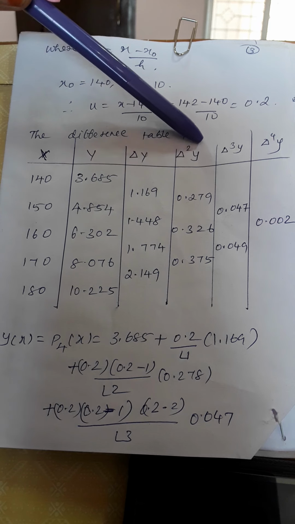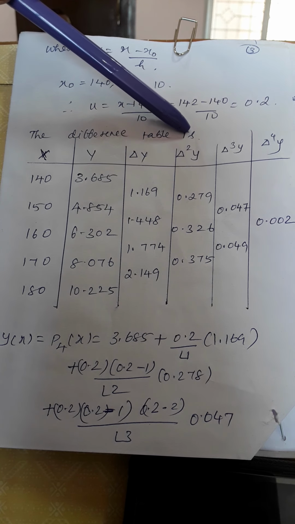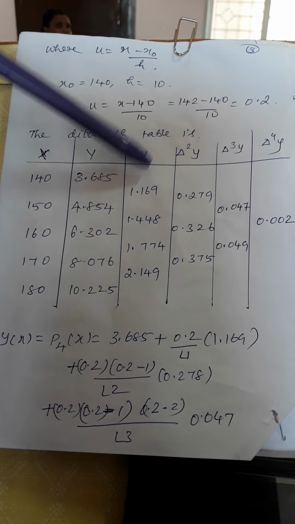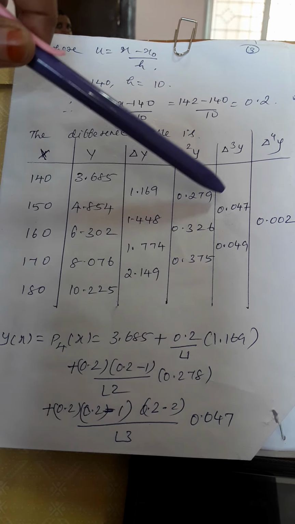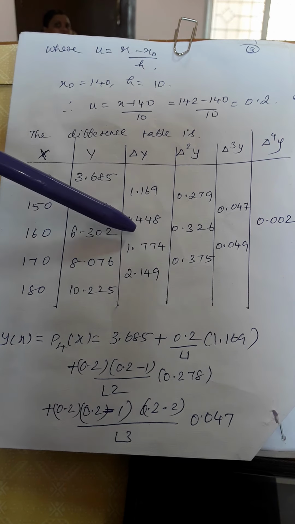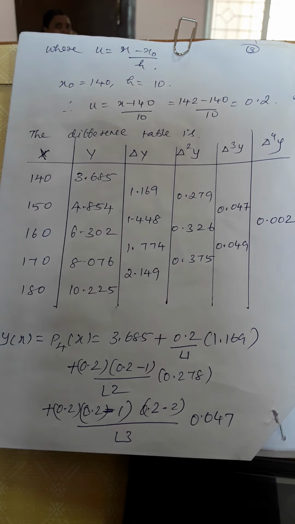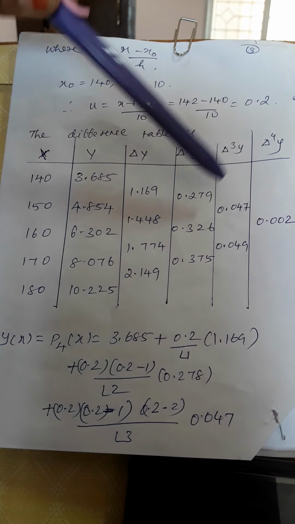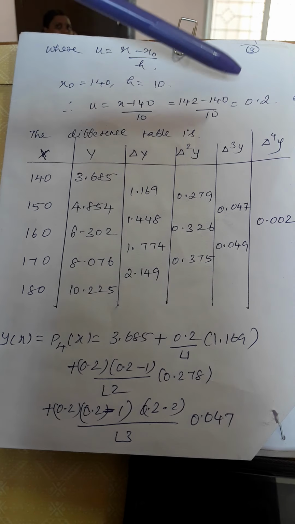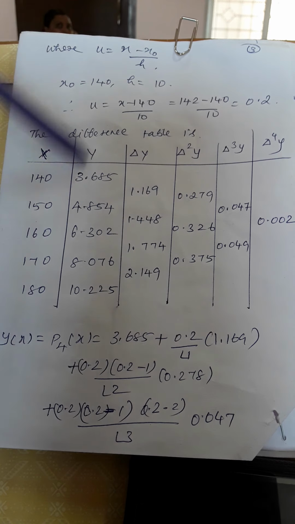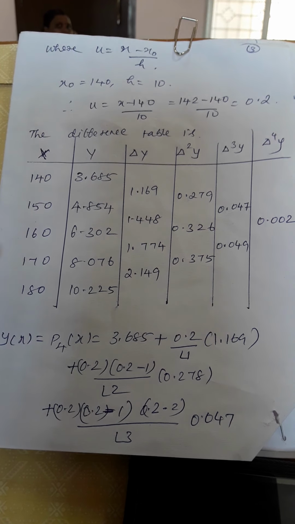Next, del square y, with the same procedure. We calculate by subtracting the first value from the second value. That is, 0.279 is obtained by subtracting 1.169 from 1.448. Likewise, the other two values are obtained. Likewise, we can calculate del cube y and del power 4 y by the same procedure, subtracting the first value from the second value. Now we can apply all these values in our formula which was explained earlier.